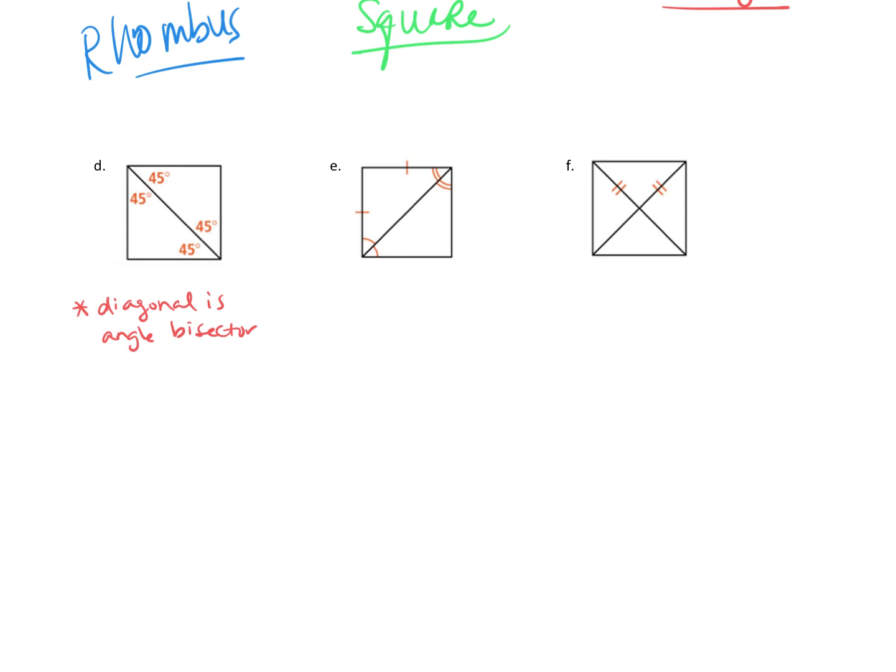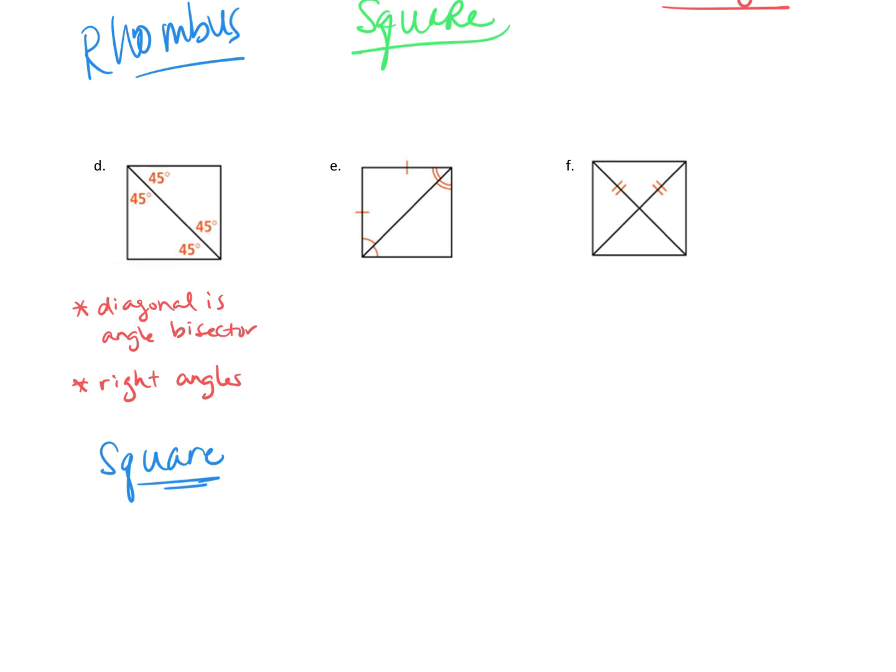What's the difference between a rhombus and a square? A square has 90-degree angles, a rhombus does not. So if we look at our angles, see how we got 45 and 45, it bisected this angle. So that full angle was a 90-degree angle before it was bisected. So we have right angles, which makes this a square.